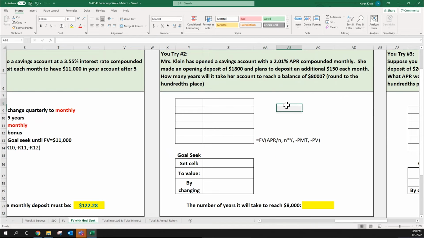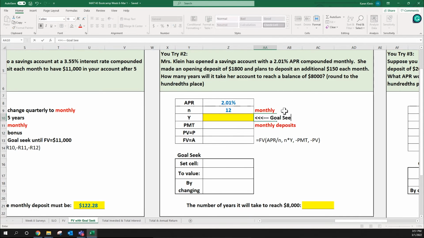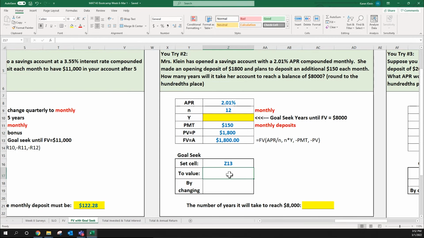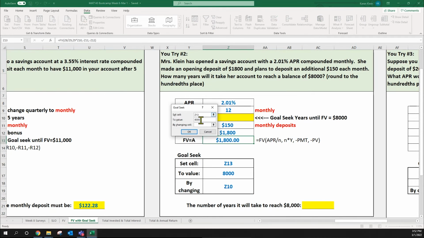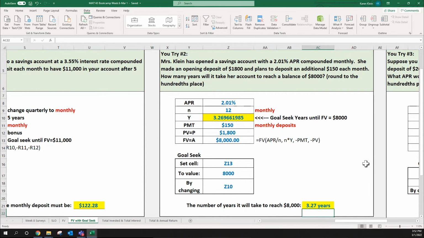So we know that this is going to be here. So we have our, I'm going to mute myself as you're working. All right, I got 3.27 years. Is that what you guys got?